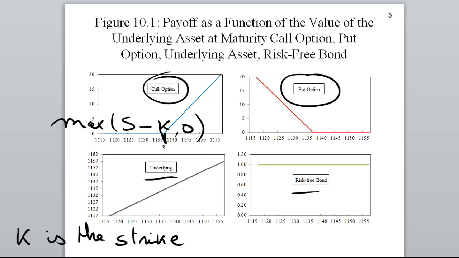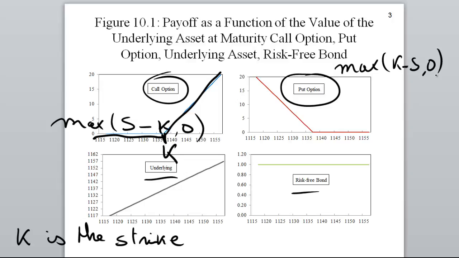In this case, K would be here. If you're below this K level, then the payoff is 0. If we're above, then you start making money as S increases. Then for the put option, the payoff is going to be the maximum of K minus S, comma 0. So this here is the opposite.